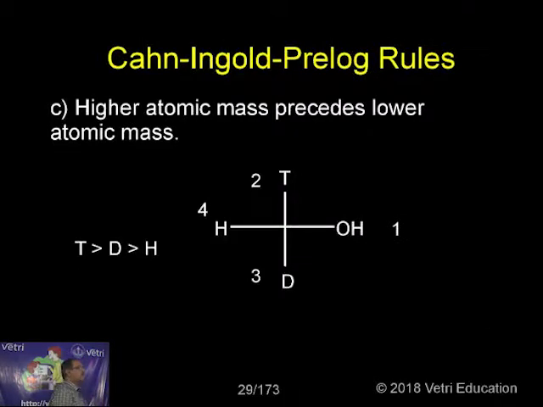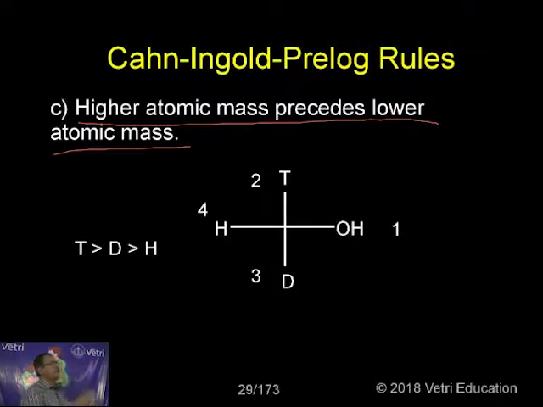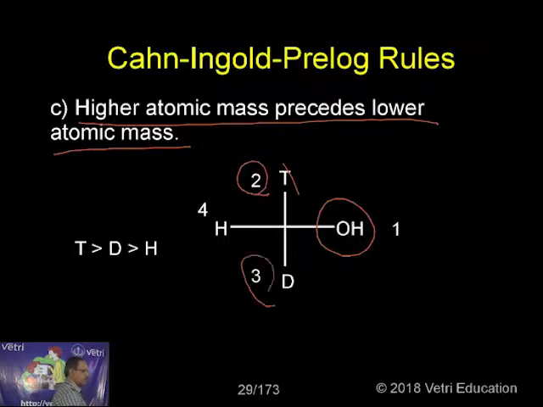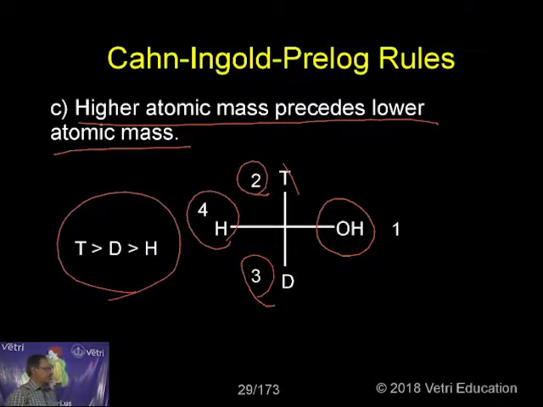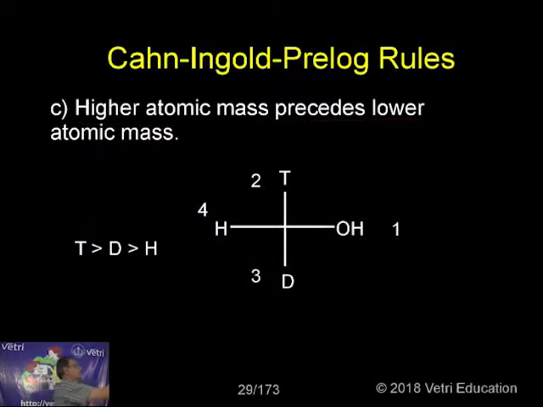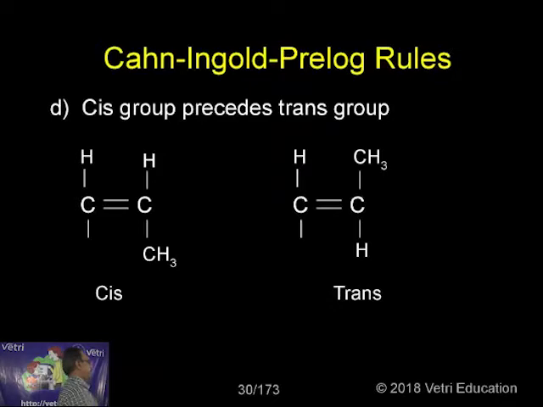Next one, higher atomic mass precedes lower atomic mass. Suppose the atomic number is the same, but the atomic mass is different, you should be careful. Say for example, as usual, number 1. Number 2, all 3 atomic numbers are the same, but mass differs; this is number 2, this is number 3, this is number 4. That means tritium is greater than deuterium, greater than protium. So atomic mass takes priority.